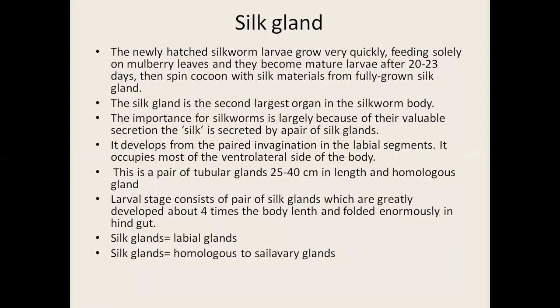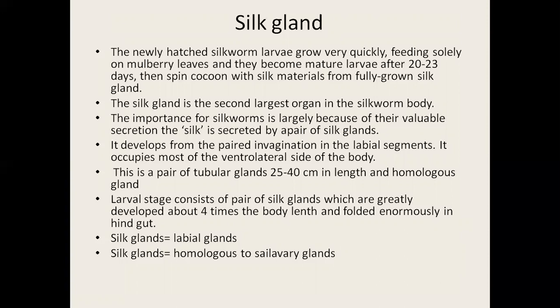Silk gland. Newly hatched silkworm larvae grow very quickly, feeding on mulberry leaves, and they become mature larvae. After 20 to 23 days, they spin cocoon with the silk material from the fully grown silk gland. The silk gland is the second largest organ in the silkworm body. It is a pair of tubular glands, 20 to 25 centimeters long, and homologous glands.